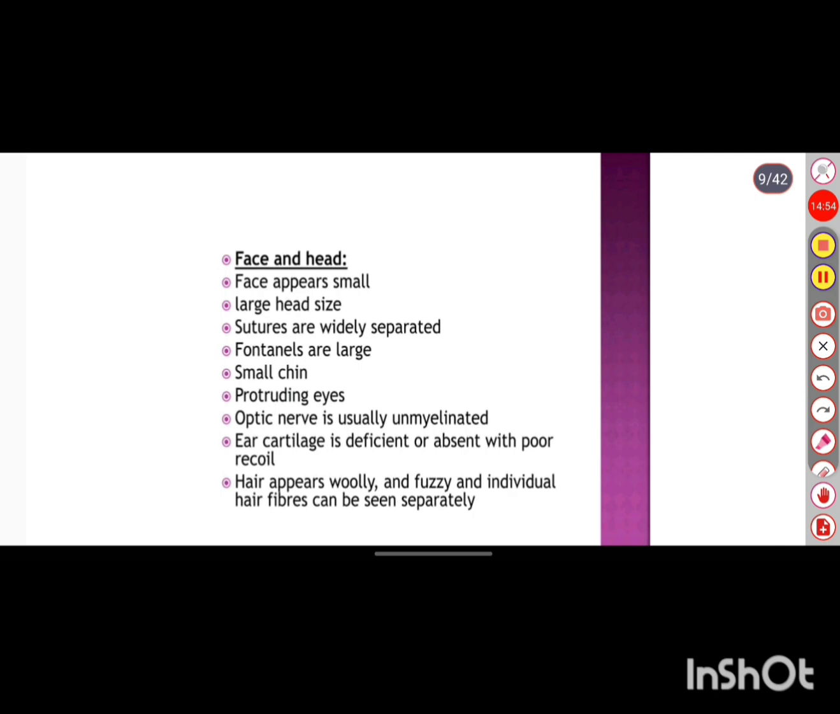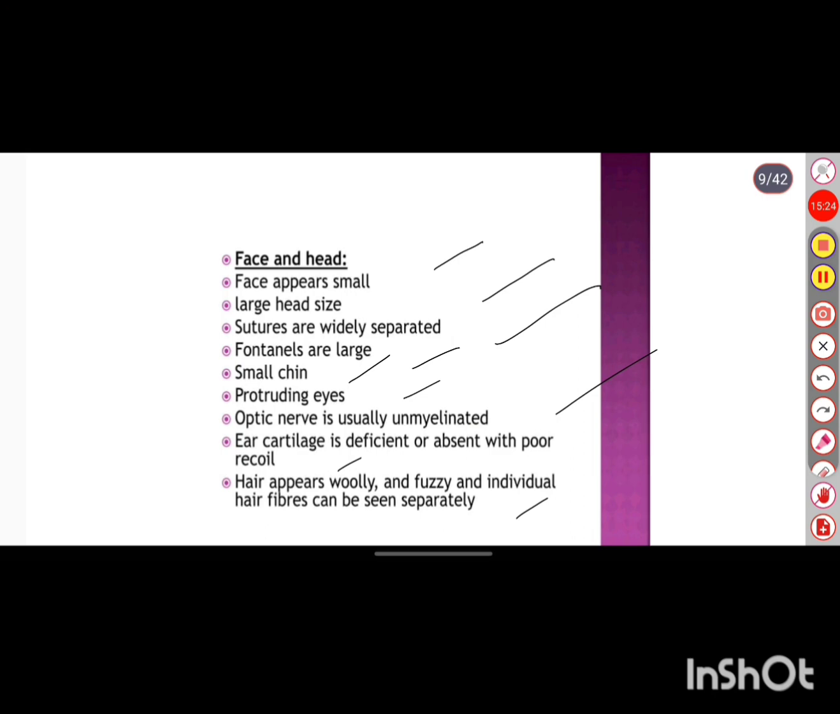As you can see, the head and the face appear very small, and the large head size, already told. Sutures are widely separated. Fontanelles are larger when compared to normal term babies. Small chin, protruding eyes, and the optic nerve is usually unmyelinated. And ear cartilage is deficient and sometimes absent. And hair appears woolly and fuzzy, and individual hair fibers can be seen separately.